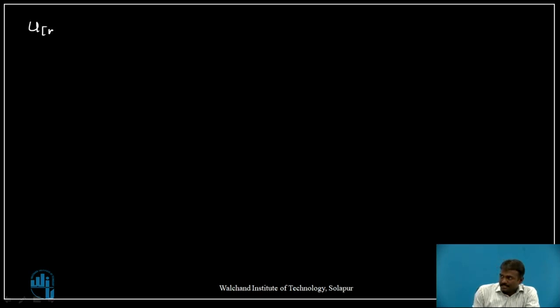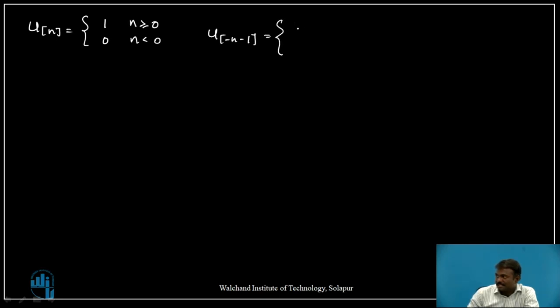We know that unit step signal u of n is defined as u of n is equal to 1 for n greater than or equal to 0 and u of n is equal to 0 for n less than 0. Similarly, u of minus n minus 1 is a modified version of unit step signal u of n, and it is defined as 0 for n greater than or equal to 0 and equal to 1 for n less than 0. So we are going to use these two definitions in our example here.